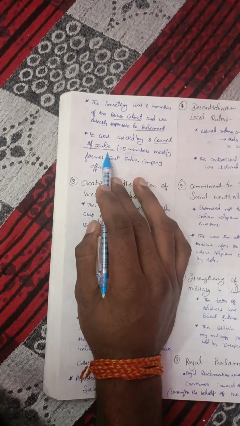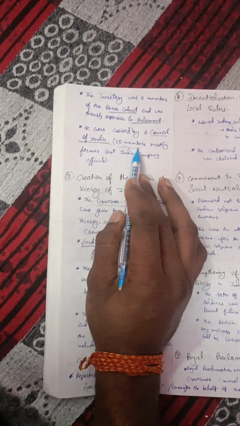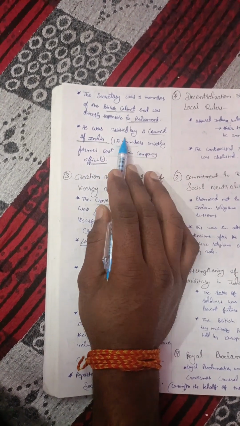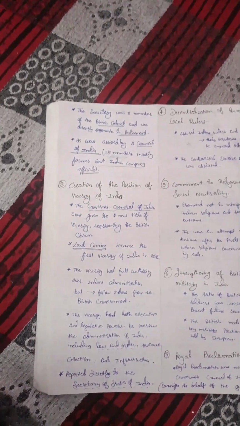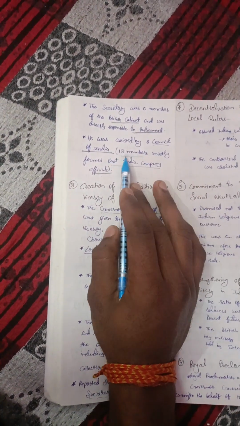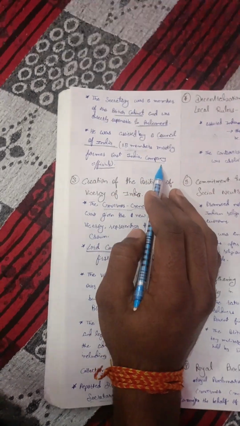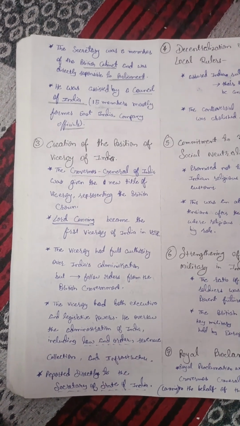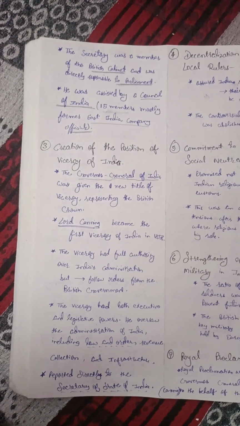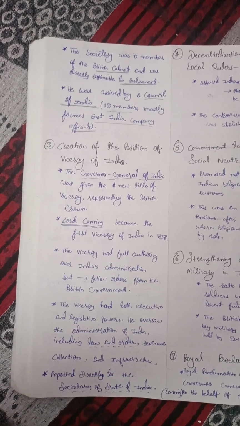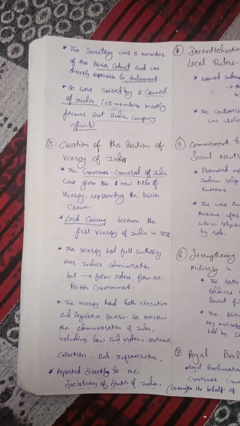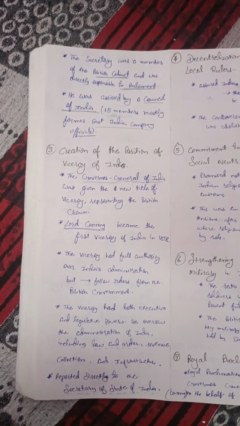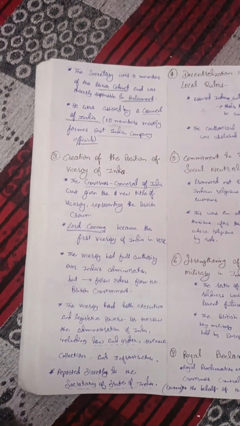He was assisted by a Council of India of 15 members, mostly from former East India Company officials. As I said, he was advised by the Council of India, and these council members were chosen from East India Company officials, so that the officials of the company who were at higher positions would not feel denied. It's like politics. They were given the power so that they may not revolt or take action against the British Crown.